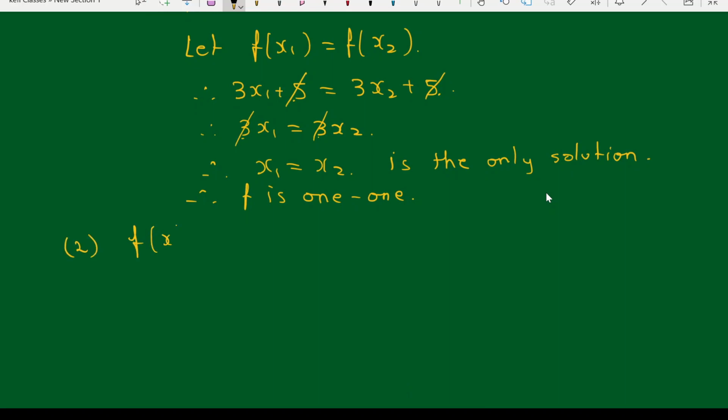Check for f of x is equal to 15x plus 2. Solve this problem. 15x plus 2. Determine whether it is 1-1 or not.